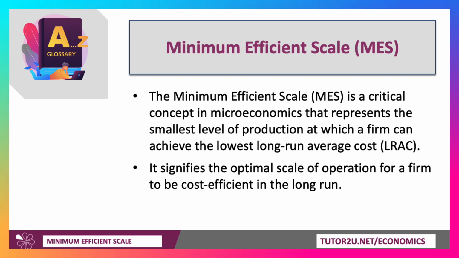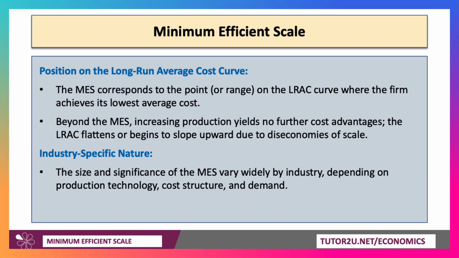When is a firm cost efficient in the long run? So it's basically the lowest point or close to the lowest point on the long run average cost curve. And beyond that, increasing the scale of production yields no further cost advantage. Either the average cost curve flattens or begins to nudge upwards because of diseconomies of scale.